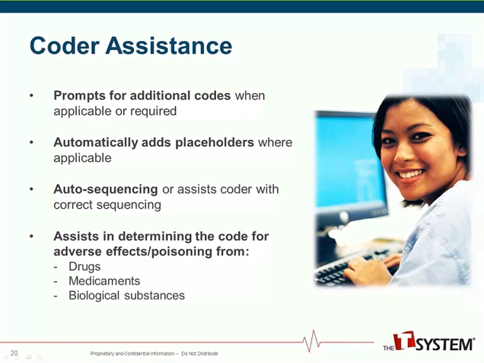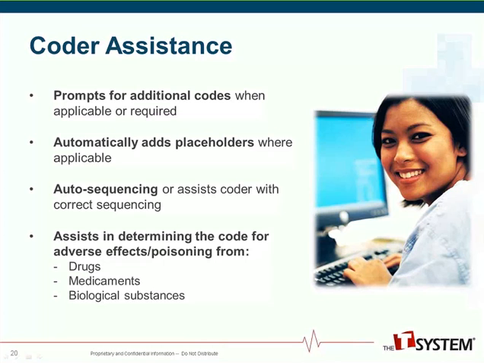Does it add the placeholders for you so you don't have to think, well, okay, W11 has 3 characters, so that means I'm going to have to add 3 placeholders in order to accommodate that 7th character? Does it auto-sequence your codes? So when you're coding sepsis, you remember that your causal organism is always sequenced prior to describing the fact that the patient does have sepsis.